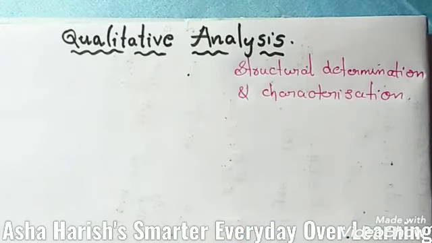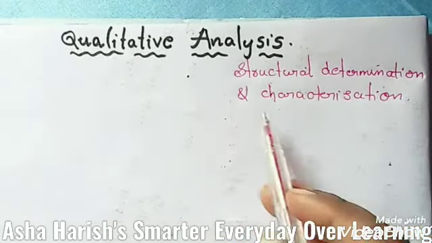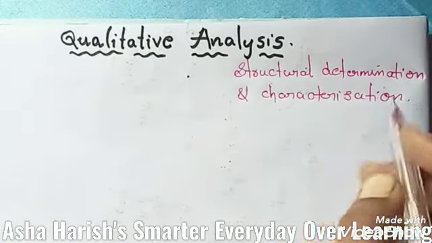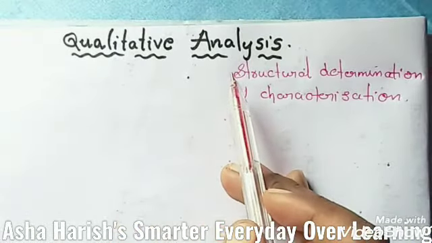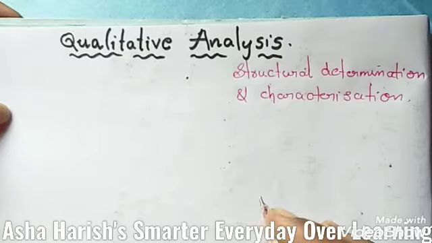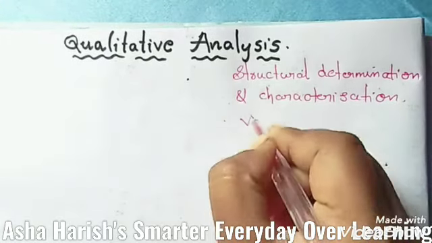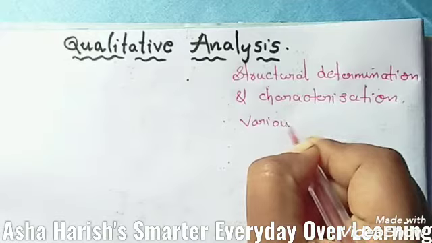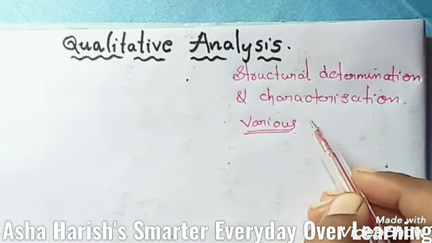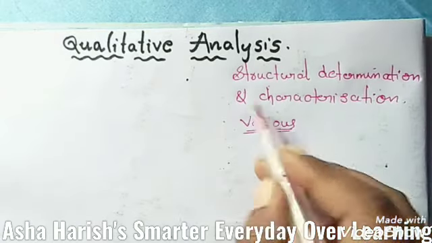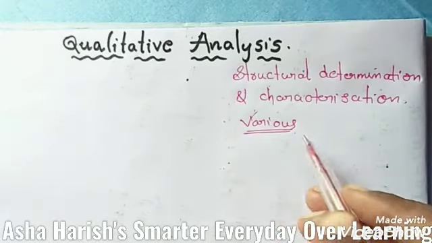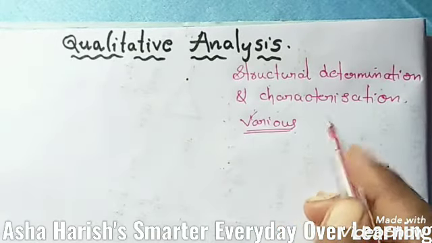of an organic molecule or organic compound, after it has been obtained in pure form, is to carry out its qualitative analysis, that is, to detect the various elements present in that particular organic compound. Various elements. Why? Because in an organic compound, even in a pure form, some kinds of elements must be present.